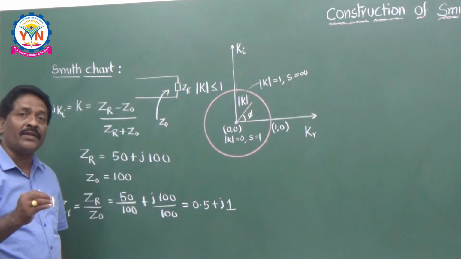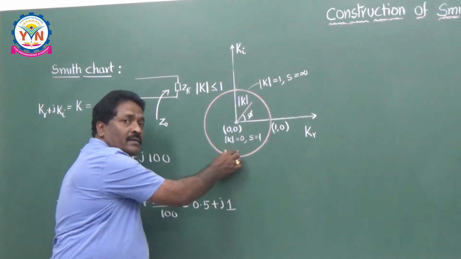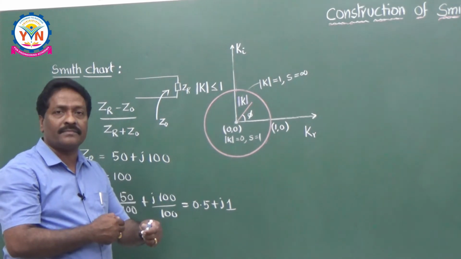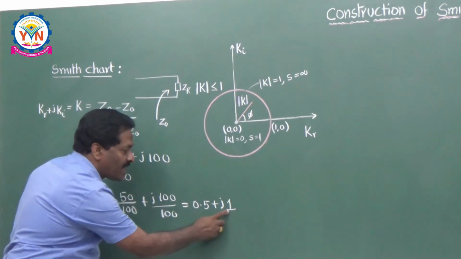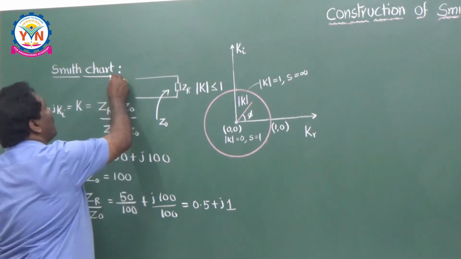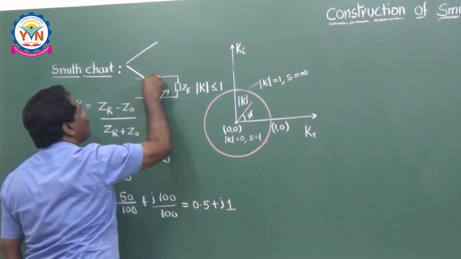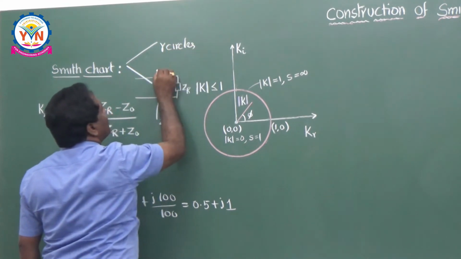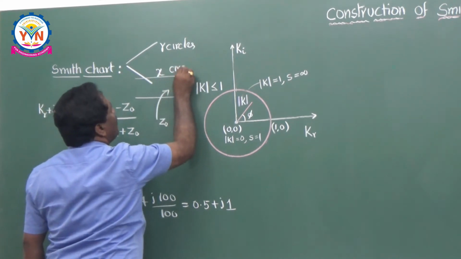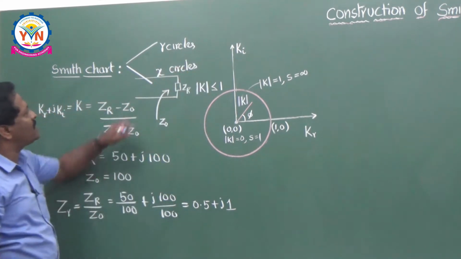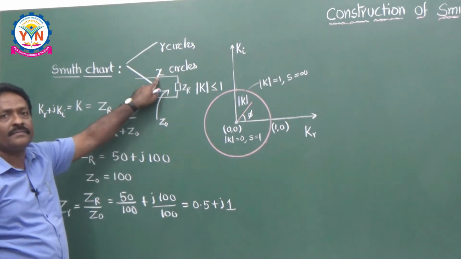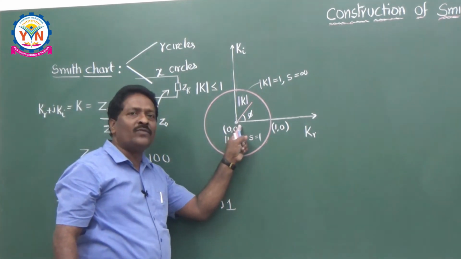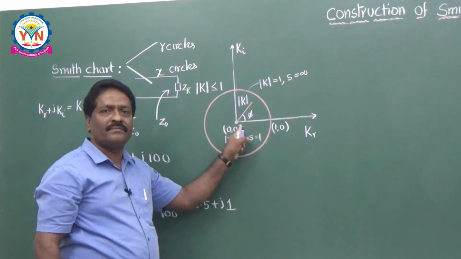The definition I am telling you now: the Smith chart is nothing but the combination of two types of circles, that is, the resistance circles as well as the reactance circles. That's why the Smith chart has two types of circles. One is R circles and the other is X circles. R circles means resistance circles, X circles means reactance circles. So, if you want to denote the impedance on this Smith chart, it is only the intersection of two types of circles. What are the circles?